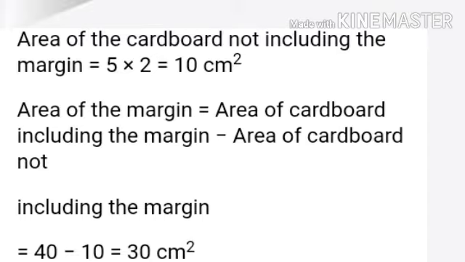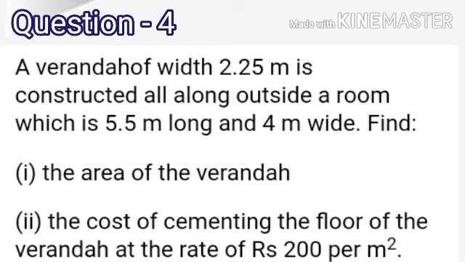Now, area of the margin is equal to area of cardboard including the margin minus area of cardboard not including the margin. 40 minus 10 is equal to 30 cm square. So area of the margin is equal to 30 cm square.